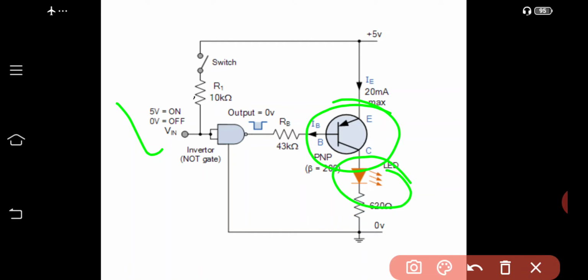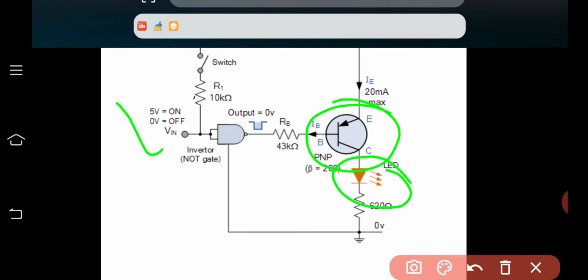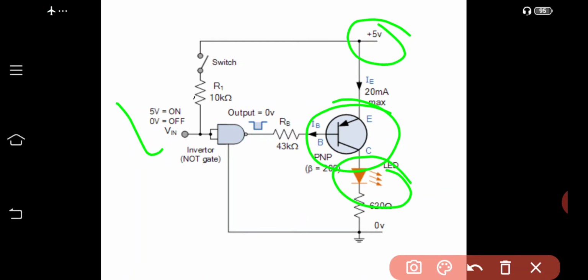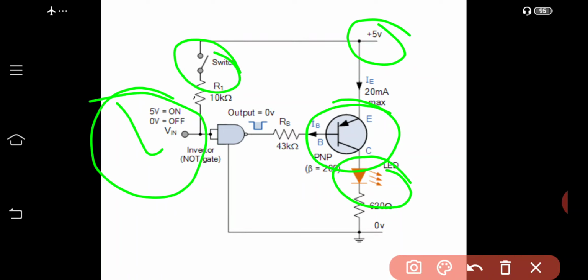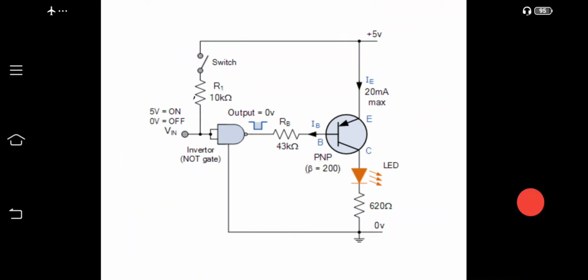It's a practical diagram. This is the DC supply, battery biasing, and it is the input supply. And here is the switch for the biasing with 5 volt. This is the circuit diagram, and R1 is 10 kilo ohm, input resistance 43 kilo ohm, and this is the 620 kilo ohm LED resistance.